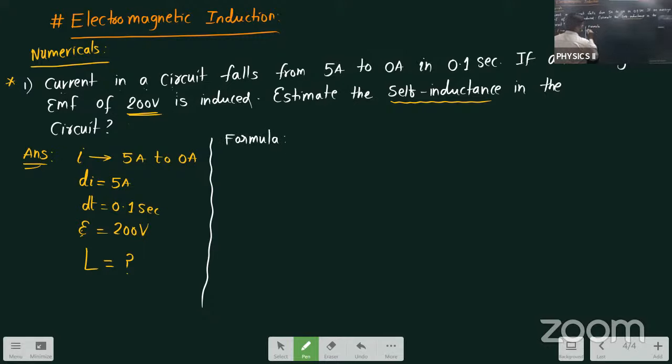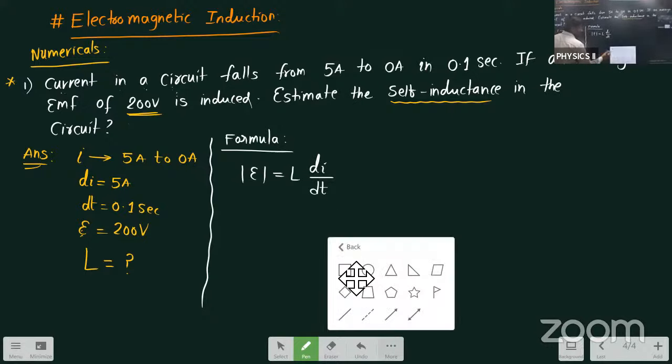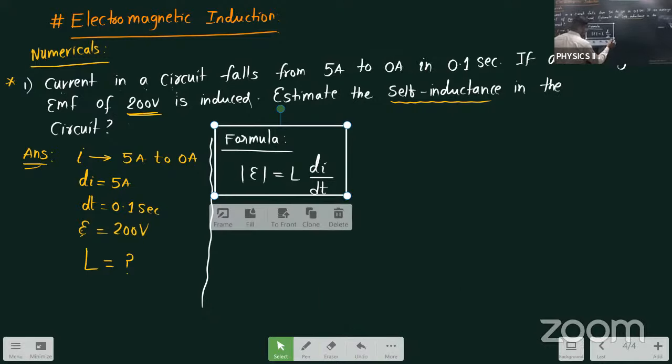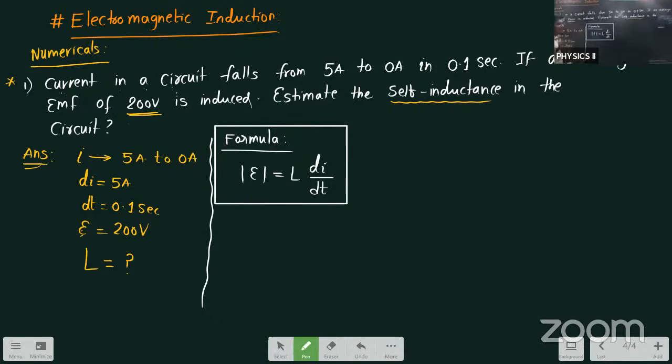What is the formula for this particular problem? We know that the average EMF induced is given by, I am taking the modulus because a negative sign will be there. The negative sign represents opposite direction, so by including the modulus I can neglect the negative sign. EMF E is given as L into dI divided by dt. For writing the given things you get 1 mark, and for writing the formula you get 1 mark. So the formula for average EMF in case of self-inductance is E equals L dI by dt. We are supposed to determine the value of L.